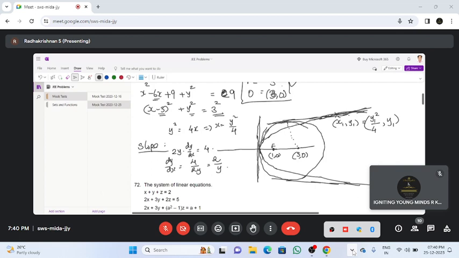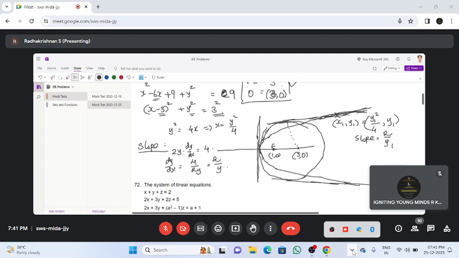So we assumed that the point is y1 square by 4 comma y1. So the value of y here is y1, and therefore the slope at this point is 2 by y1.